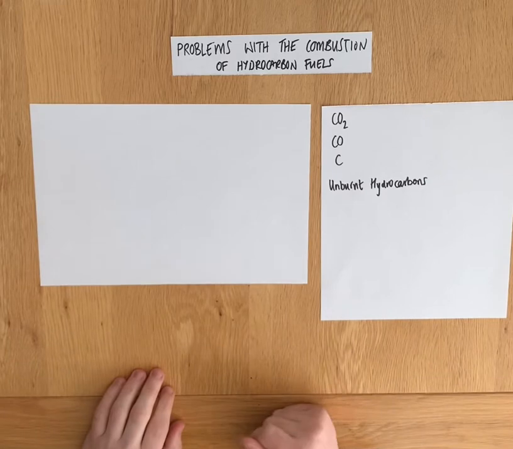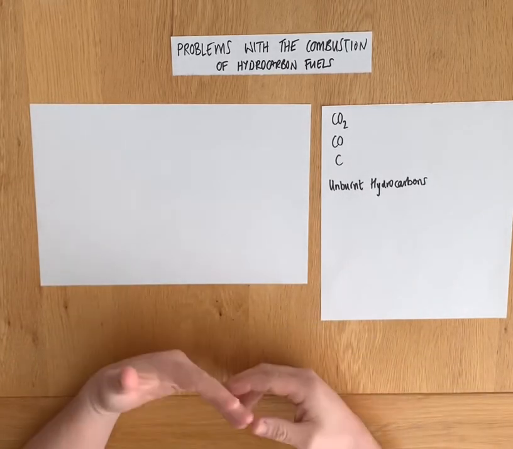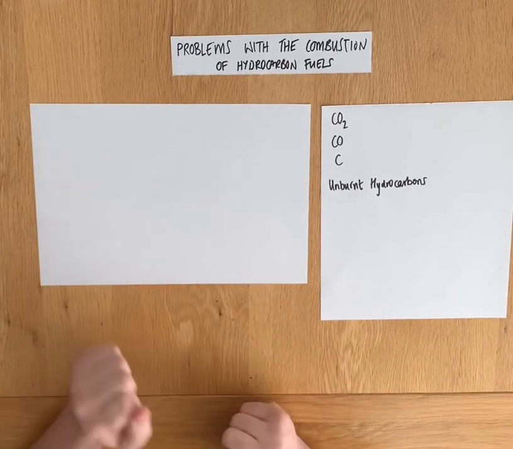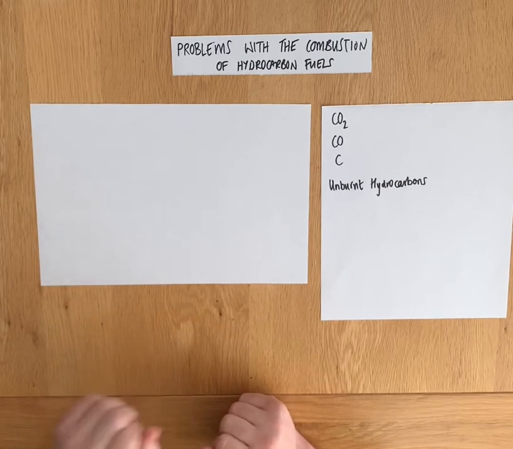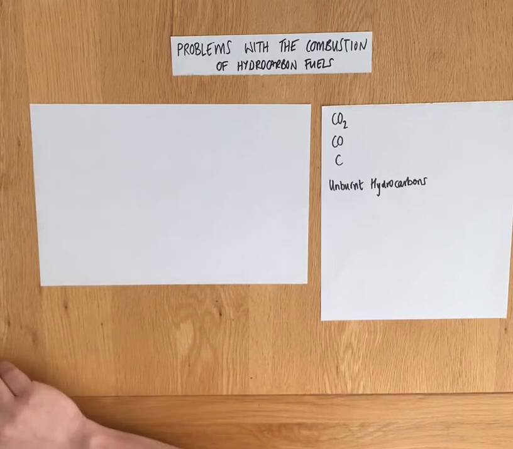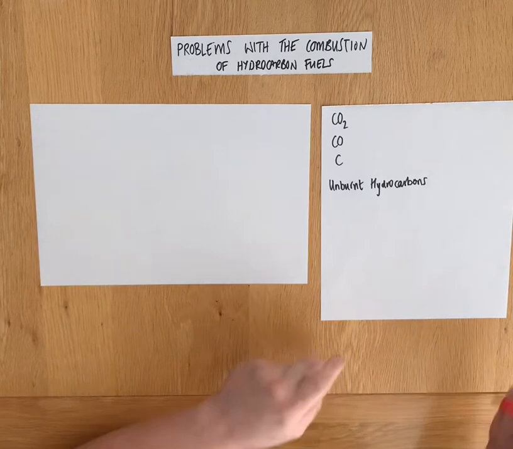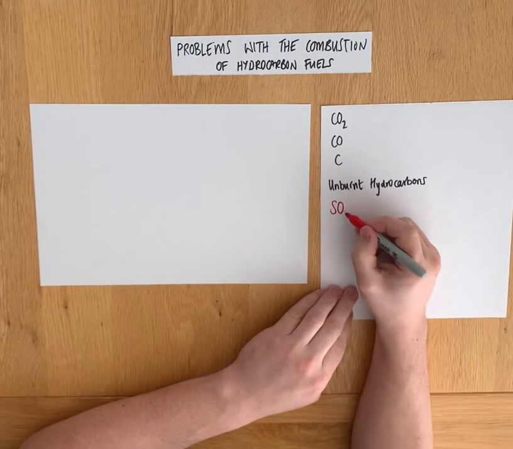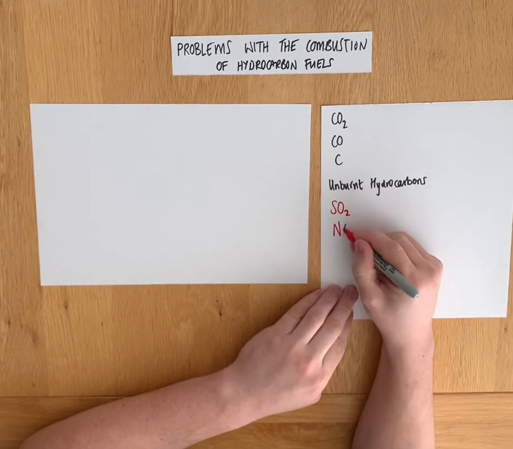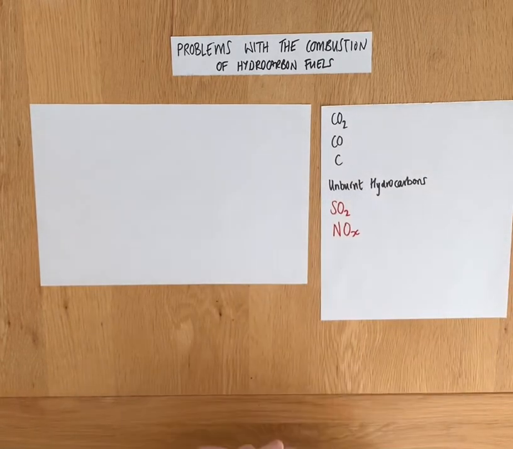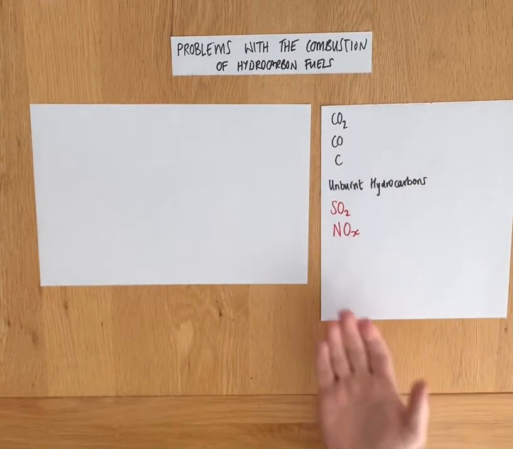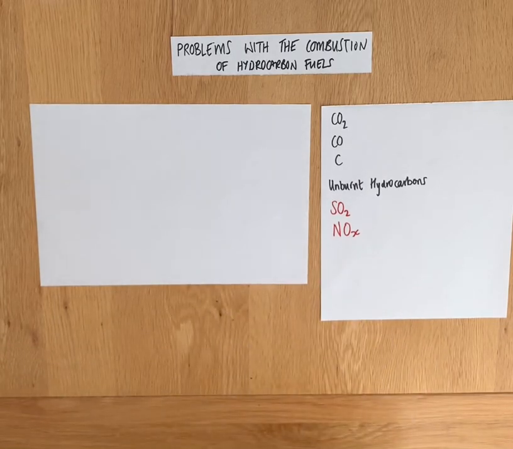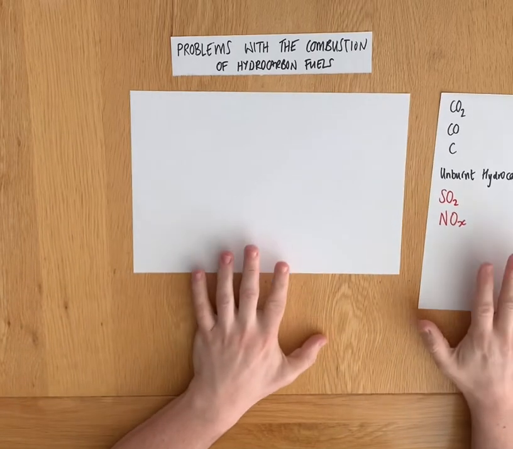hydrocarbon fuels. There are two other indirect products from the combustion of fossil fuels as well. They are sulfur dioxide and nitrogen oxides. The oxides of nitrogen, which is sometimes abbreviated to NOx, because there are several different oxides of nitrogen that are produced. Okay, let's look at these in turn.